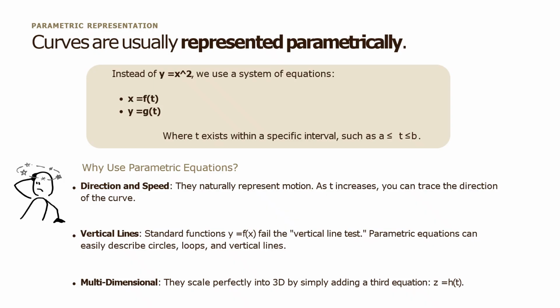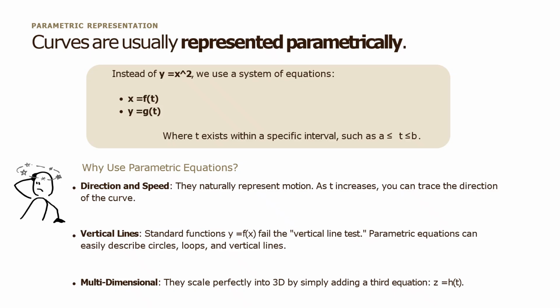Now let's understand parametric representation. Instead of writing a curve as y equals f of x, we represent it using two separate equations. One equation defines the x coordinate, while another defines the y coordinate, both depending on a parameter t. As the value of t changes, the point moves along the curve.